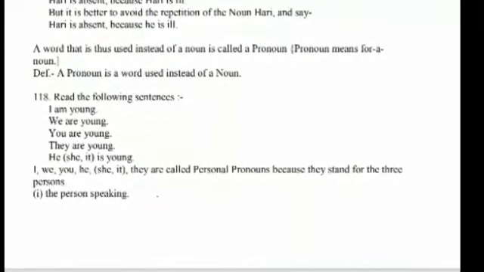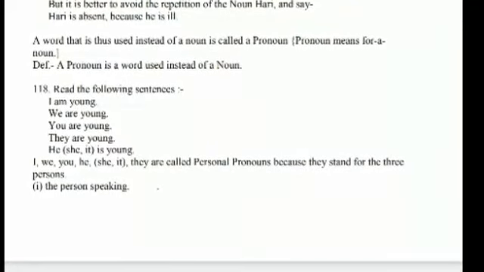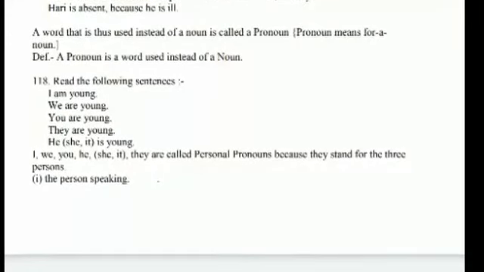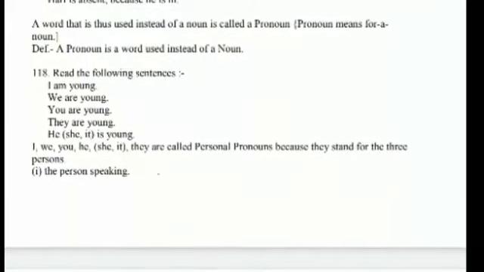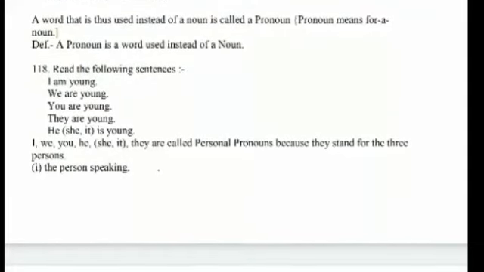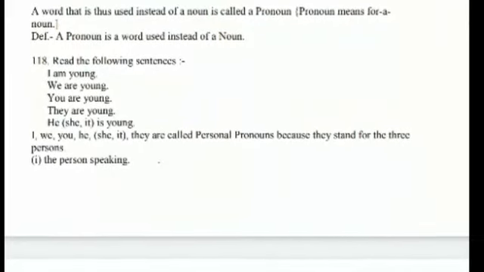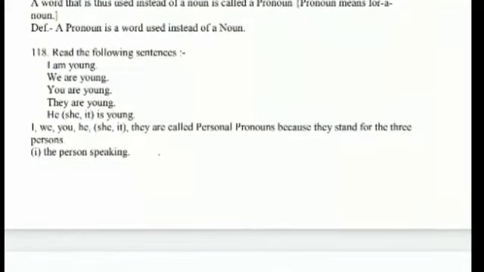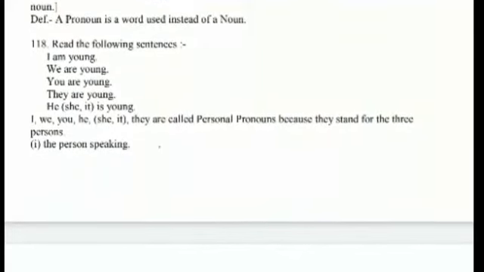Hari is absent because Hari is ill. But it is better to avoid the repetition of the noun Hari. Here 2 times it is given. Hari is absent because Hari is ill. So here, repetition of noun Hari, it is better to avoid and say, Hari is absent because he is ill. I am young. You are young. We are young. They are young.